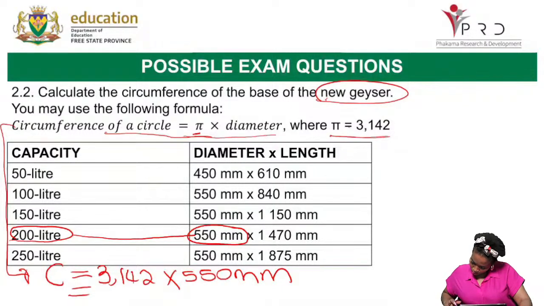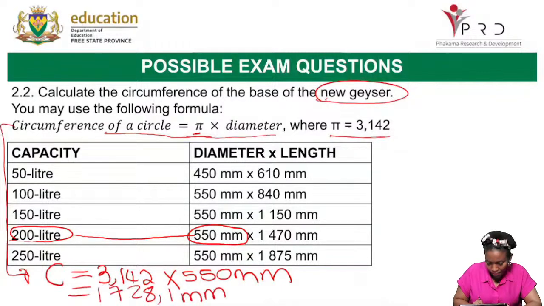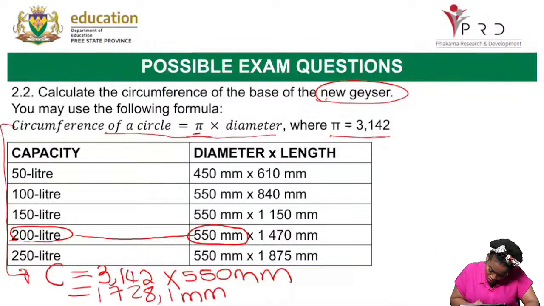We say 3.142, and then we multiply that by how much? By 550 millimeters. And I am getting the answer of 1728.1. And the units are what? They are millimeters. So this is how you calculate the circumference. Remember, the circumference is the same as perimeter. That is why you see that the units are just left in millimeters. There are no square units.